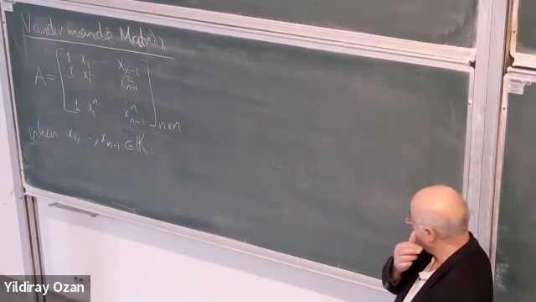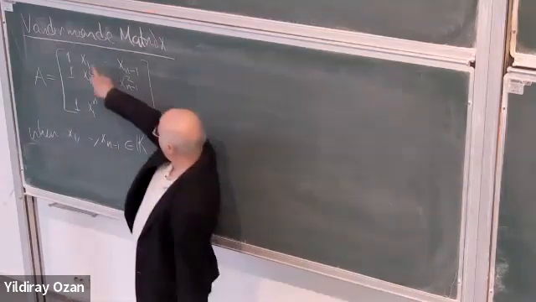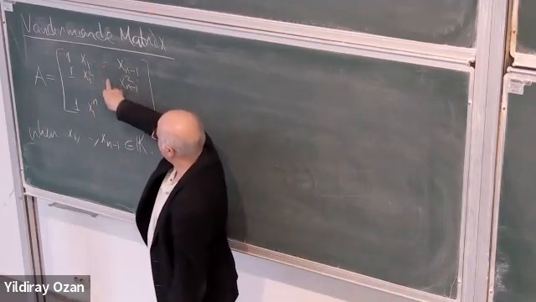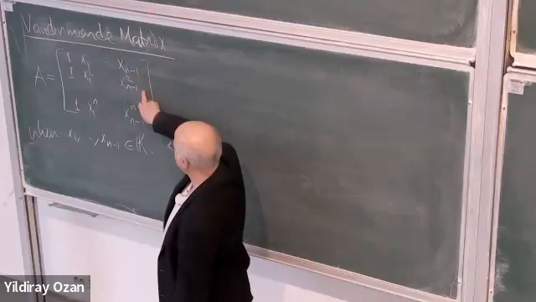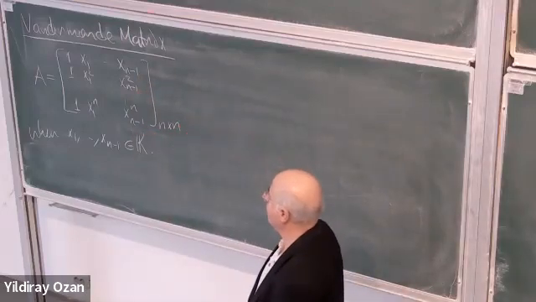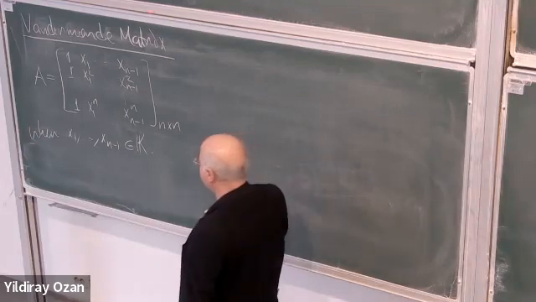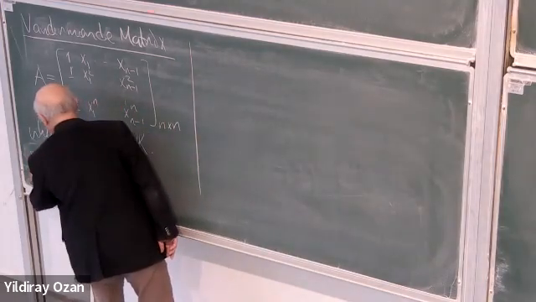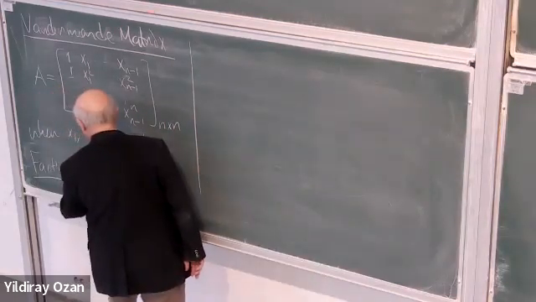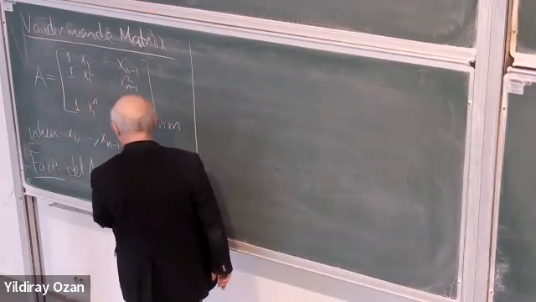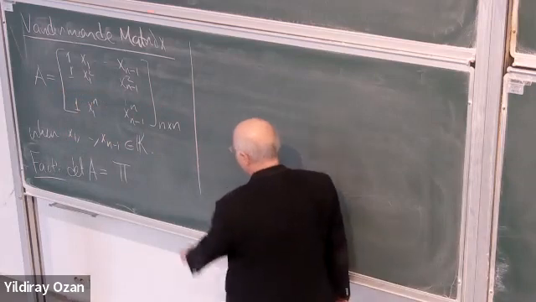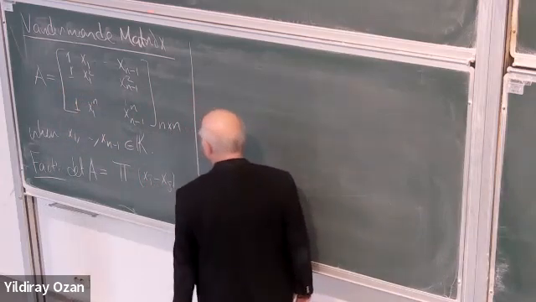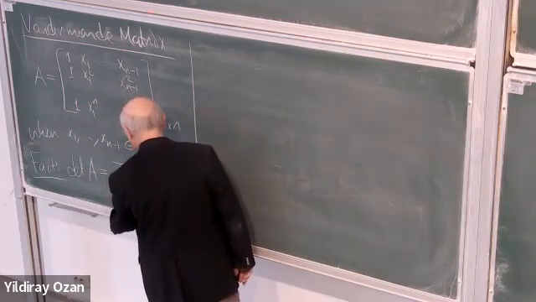Okay. So here you have a real number, and then its powers, and then you have x2, x2 squared, and so on, x_{n-1}, and so on. Okay. The fact is the following. The determinant of this matrix is just the product of these numbers, xi minus xj, for i larger than j.